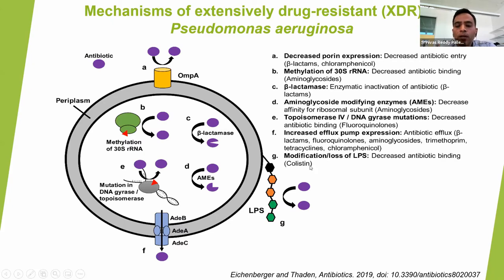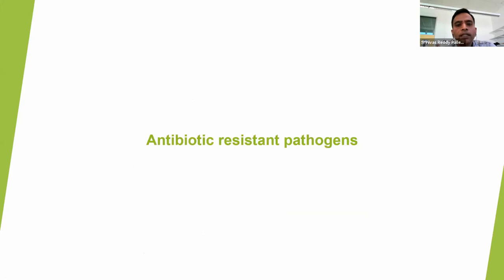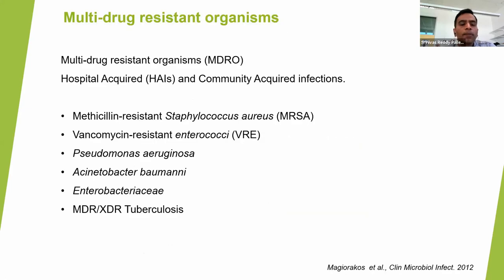And also we know that colistin is the last drug that is used for the treatment of infections in case all the drugs fail. But recently we have seen that resistance to colistin has also been developing. And here are some of the multi-drug resistant organisms, just for the information. We see MRSA, methicillin resistant Staph aureus, vancomycin resistant enterococci, Pseudomonas aeruginosa, Acinetobacter baumannii, Enterobacteriaceae, and tuberculosis, as everyone knows. So these are some of the common multi-drug resistant organisms.